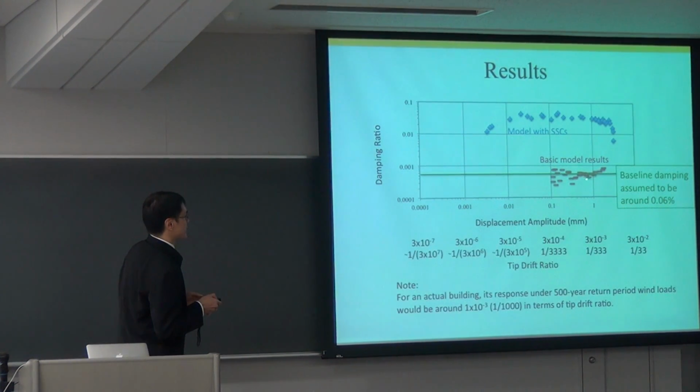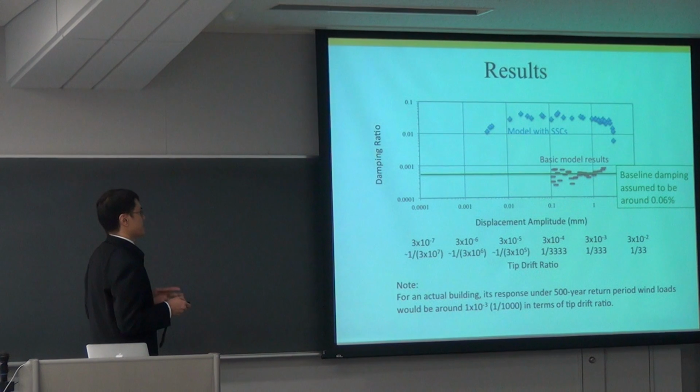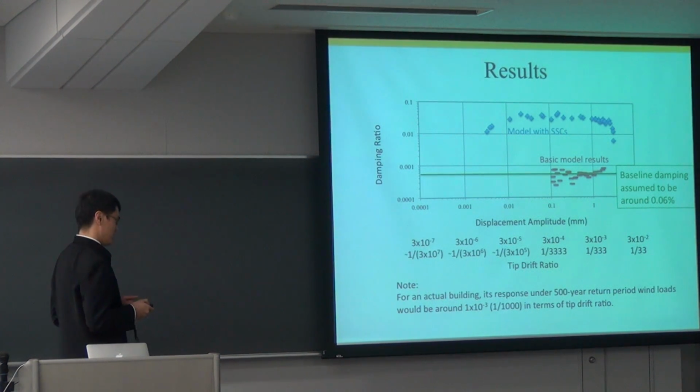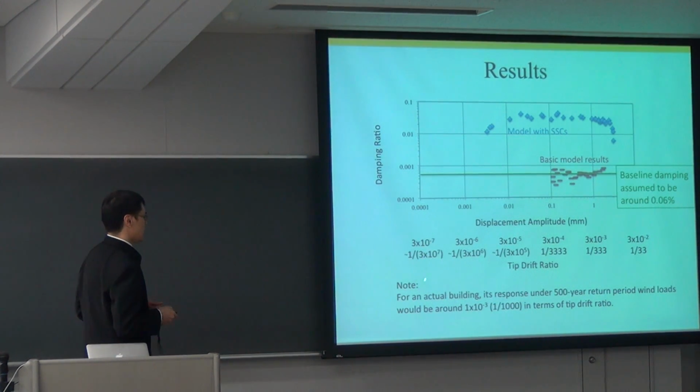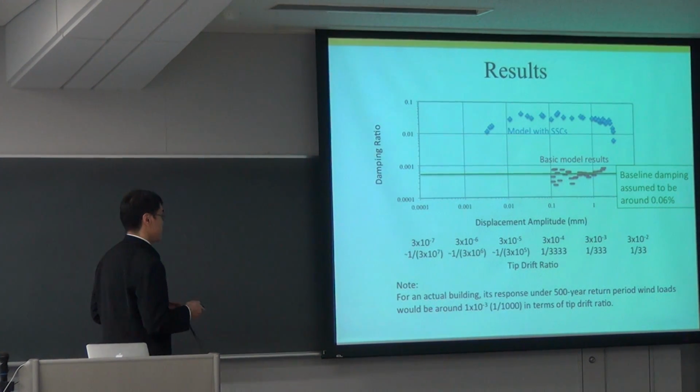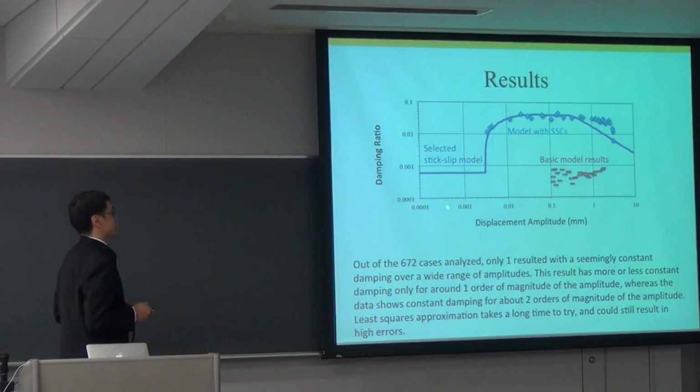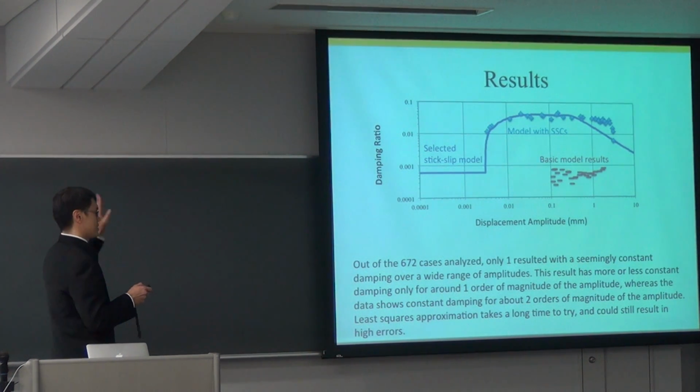But here you can see that starting around this amplitude range, damping appears to start to increase. And I think it's because a little bit of material nonlinearity is already starting to occur. In terms of tip drift ratio, it's a very high tip drift ratio already, much higher than, let's say, building response under 500-year return periods. And this is the selected stick-slip model. It's basically just that one model I showed you earlier.